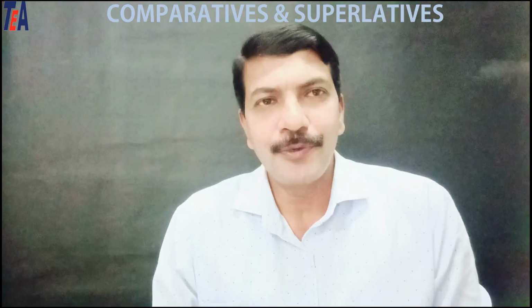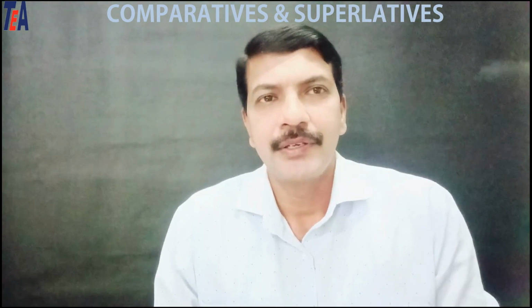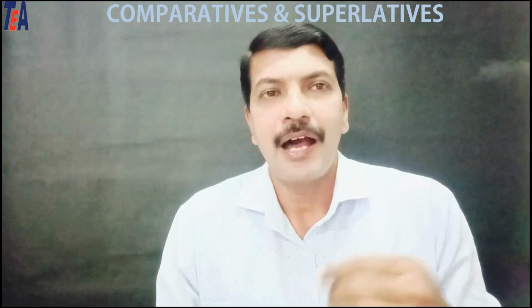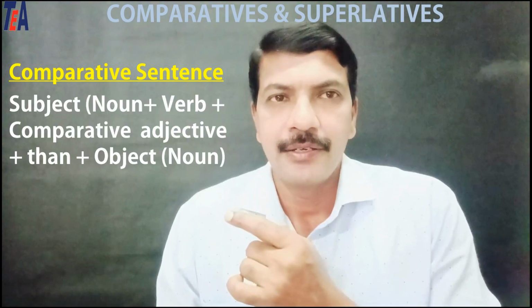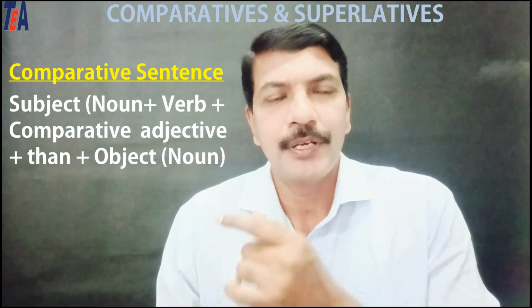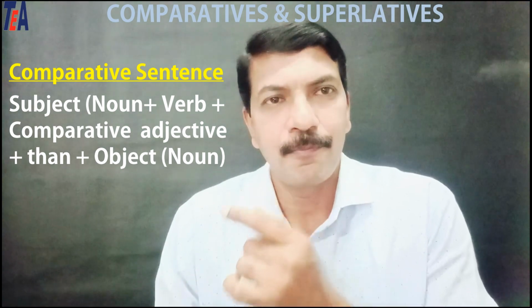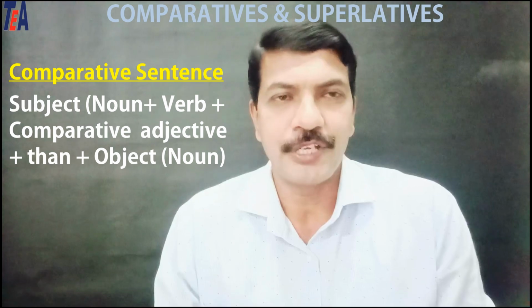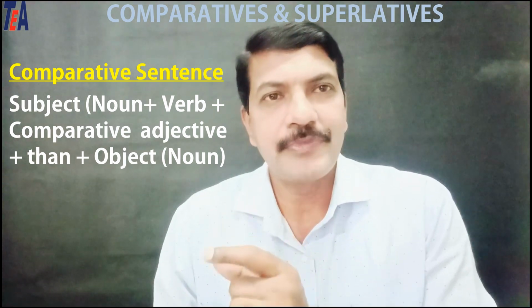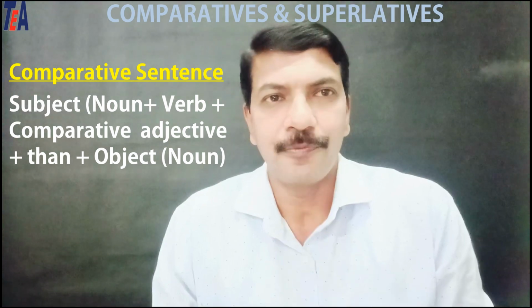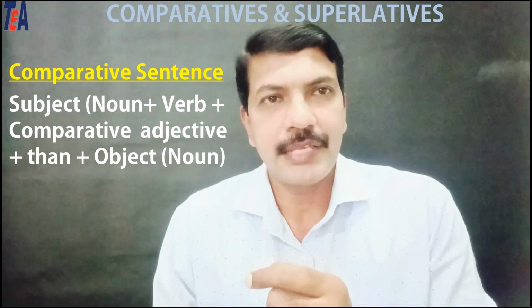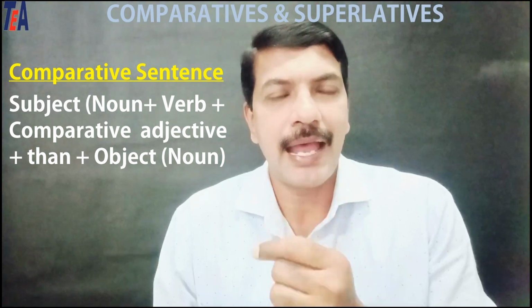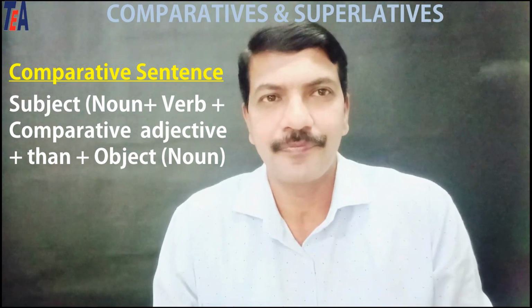Now you understand the comparatives and superlatives. Let's look at a few important rules when making comparisons. Let's start by learning how to form comparative sentences. They follow this pattern: subject plus verb plus comparative adjective plus than plus object. Here, subject and object might be nouns. In comparative sentences, we use than after the comparative adjectives.